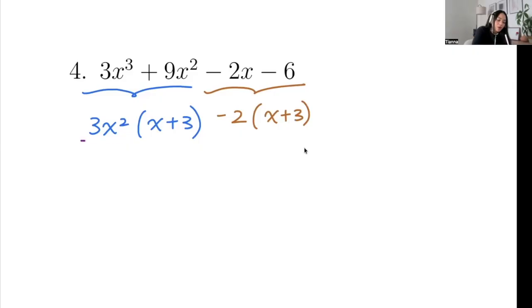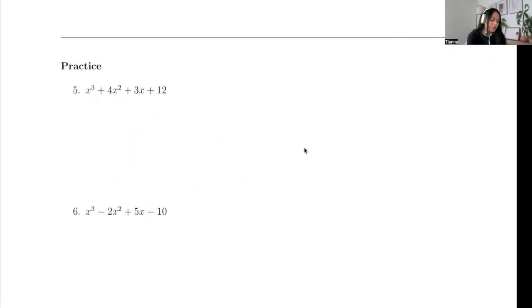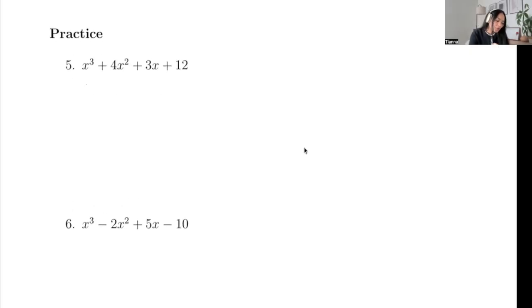So in this case, we'd have to pull out a negative 2 in order to make that true. And then we can group our outsides and group our insides. Perfect. Let's hop down to the practice. I'm gonna just pop these two up.